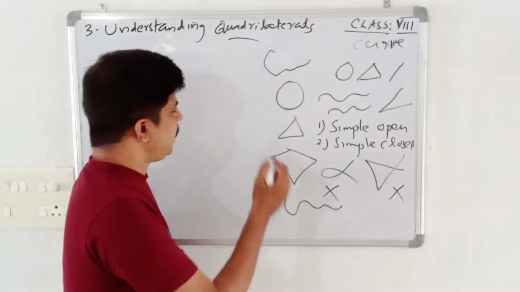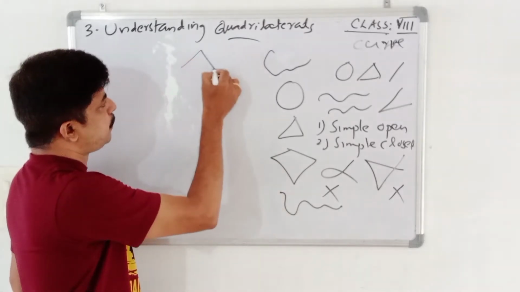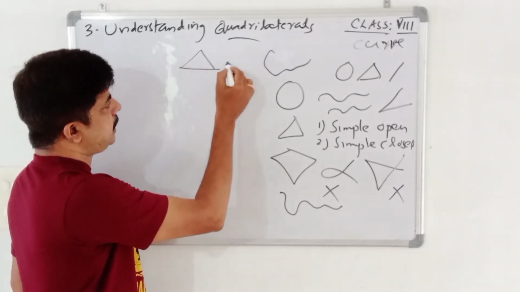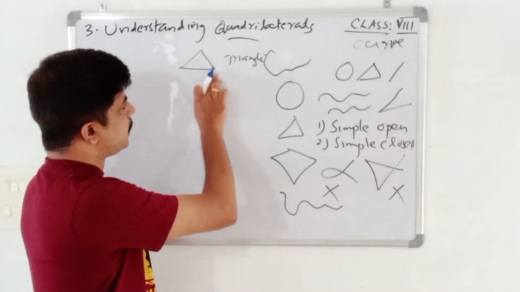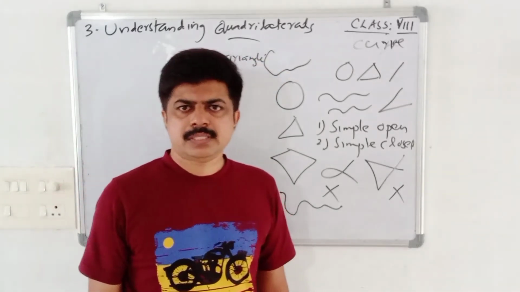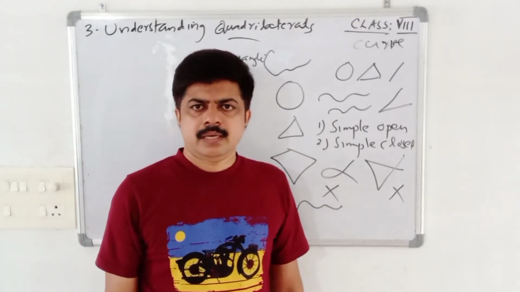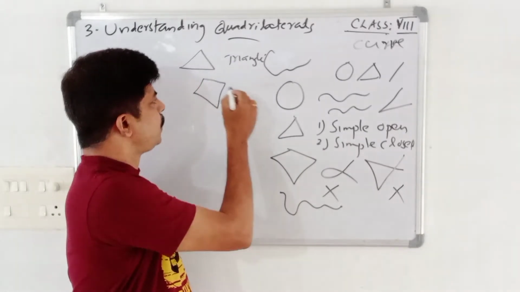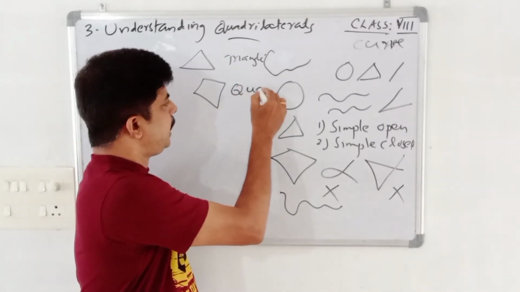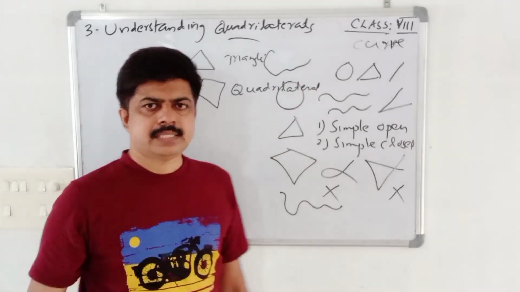For example, what do you call a polygon having three sides? It is a triangle. A triangle is a polygon because this is a closed figure made up of three line segments. What do you call a polygon having four sides? It is a quadrilateral. Quadrilateral is a polygon having four sides.